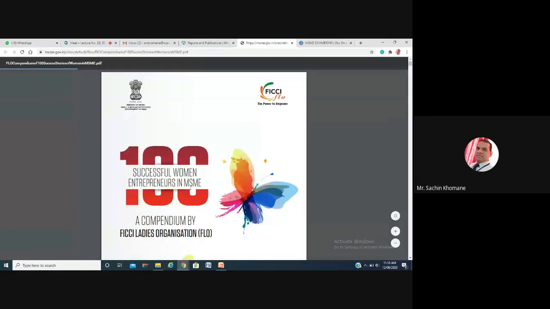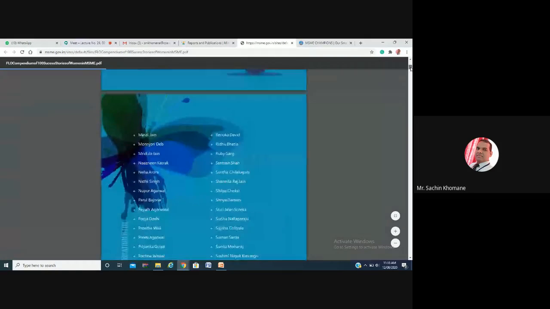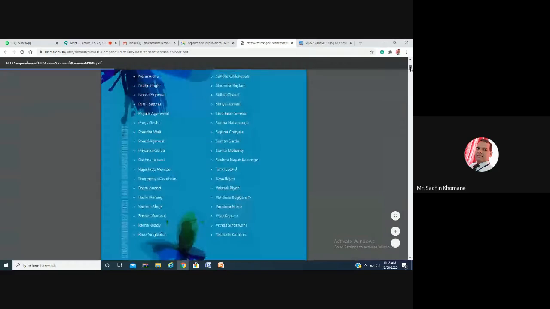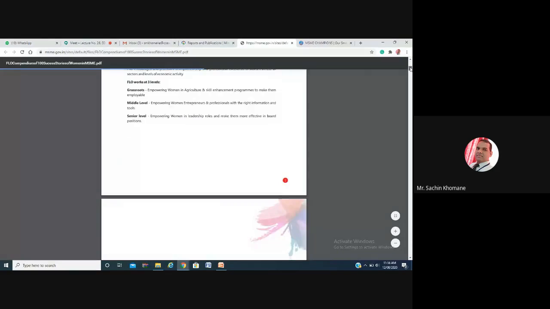So government prepares various reports. So this is one sample I am telling. So you keep on visiting such websites, there you will get ample amount of reports. So just around a 150-page report is there. Just go through the names, right? They have kept the names Neha Arora, Nidhi Singh, Anupur Agarwal, then Pooja Doshi. There are so many names, and their short stories, what they are actually doing, they have mentioned here. You can go through it.